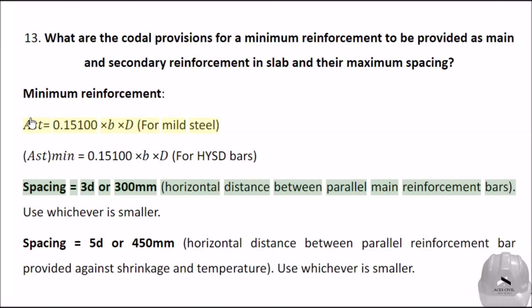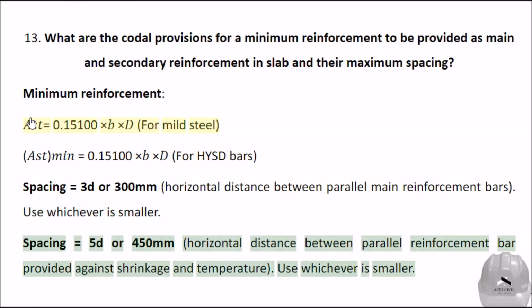Spacing equals 3d or 300 mm, the horizontal distance between parallel main reinforcement bars. Use whichever is smaller. Spacing equals 5d or 450 mm, the horizontal distance between parallel reinforcement bars provided against shrinkage and temperature. Use whichever is smaller.